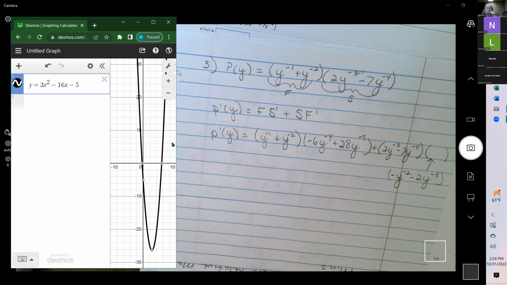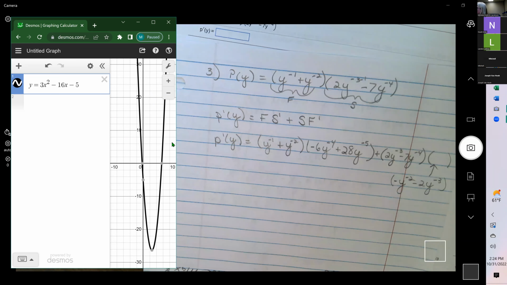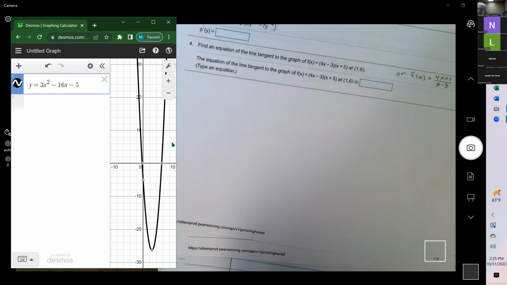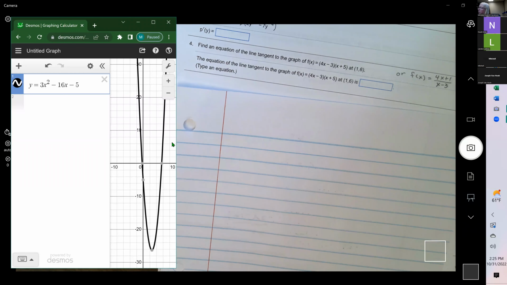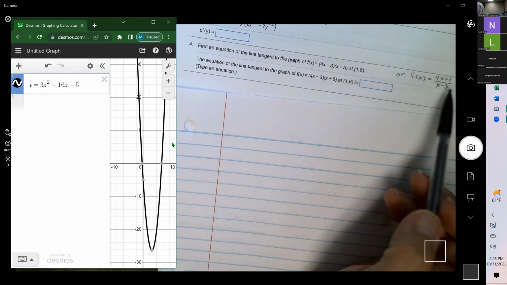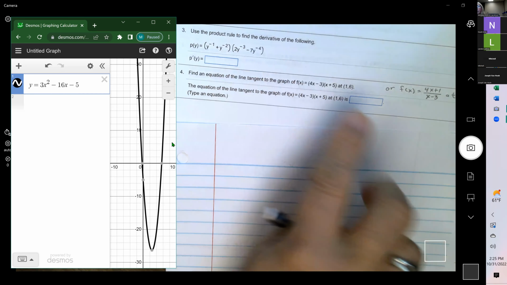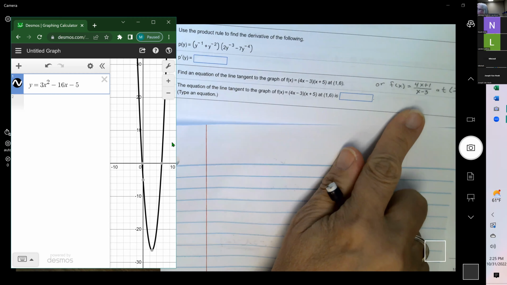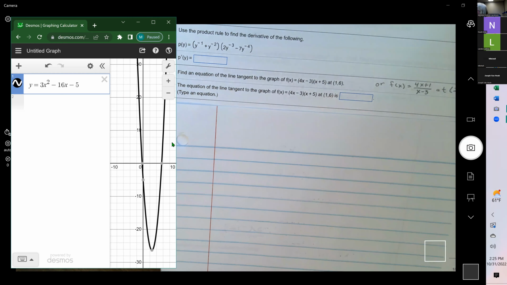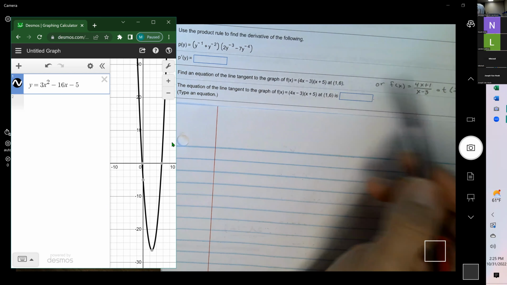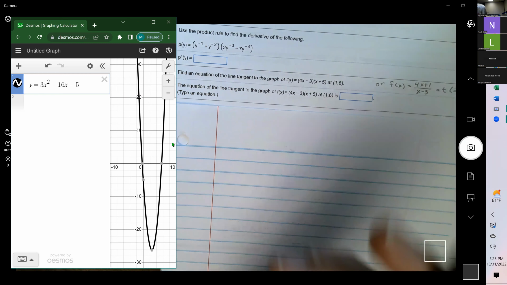Any questions on that one? Number 4. This one will probably be a fraction because we just did a product rule. So I would do a fraction. We'll do this one. We'll do them both.